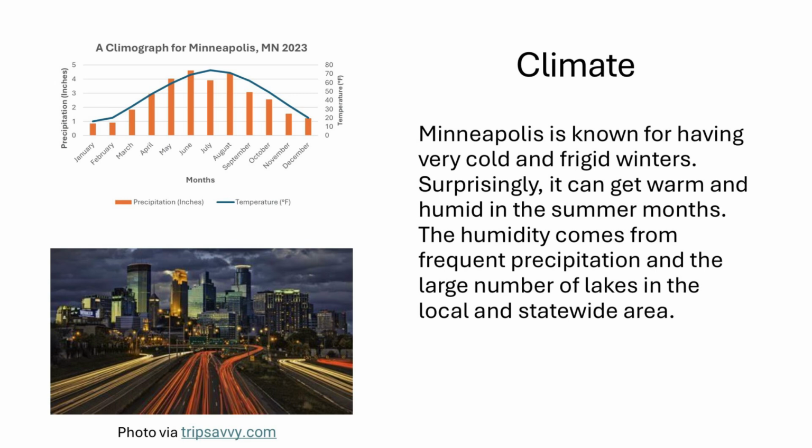Minneapolis is known as a very cold city. It's known for having very cold and frigid winters. If you watch any TV show or movie that displays Minneapolis, it's probably going to be in the dead of winter, in the middle of a blizzard. But surprisingly, it can get pretty warm and humid during the summer months. The humidity comes from the frequent precipitation and the large number of lakes in the local and statewide area, mostly local, of course. And the precipitation comes in the form of snow and rain.